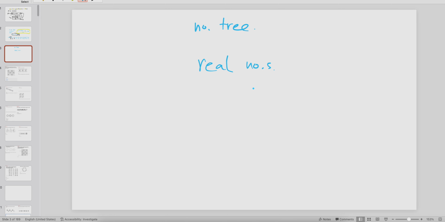Okay, real numbers. So for real numbers, you branch out to rational and then irrational numbers. So for irrational numbers, very simple. No pattern, non-stop.